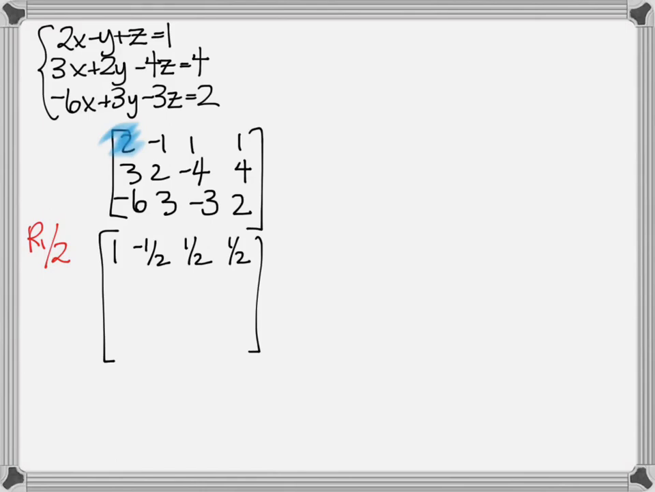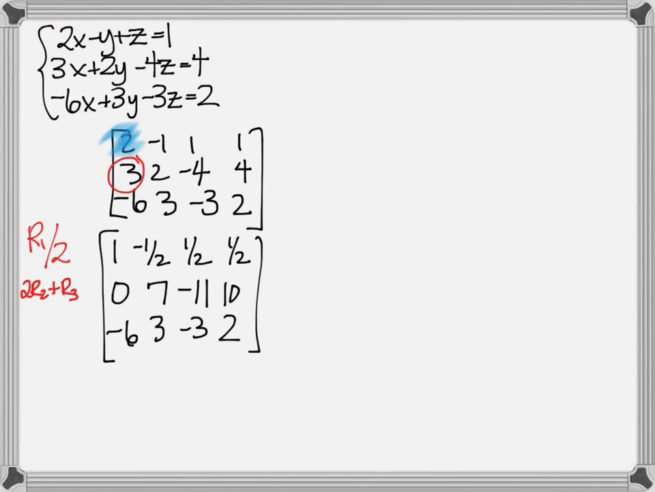So I want to next get zeros in these 2 rows. I'm going to use the last row, and I'm going to do 2 row 2 plus row 3 to get a 0 here in this second row. So that'll give me a 0 here. 2 row 2 would be 4 plus 3 is 7. Negative 8 plus negative 3 is negative 11. 8 plus 2 is 10. All right, so that's our row 2. I haven't changed row 3 yet.